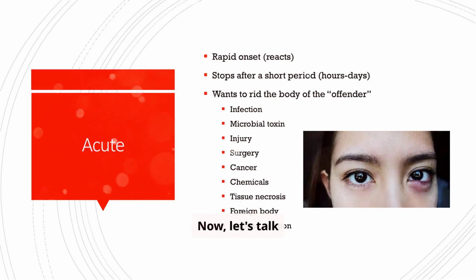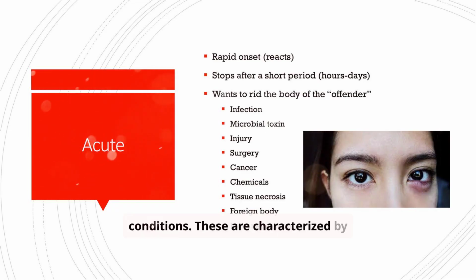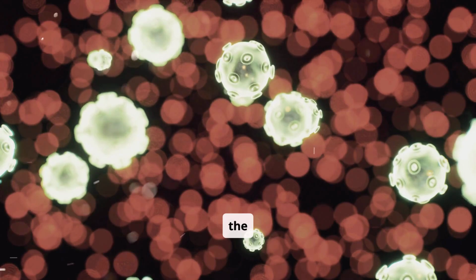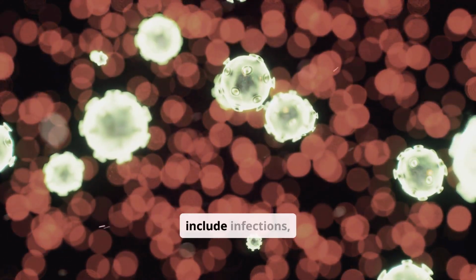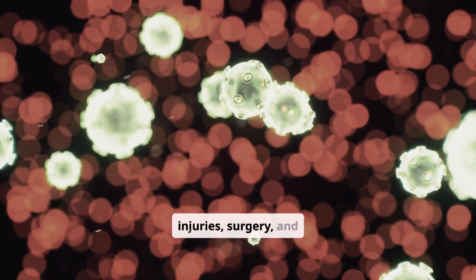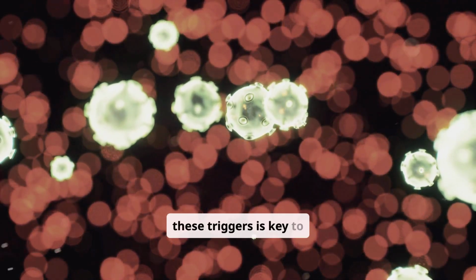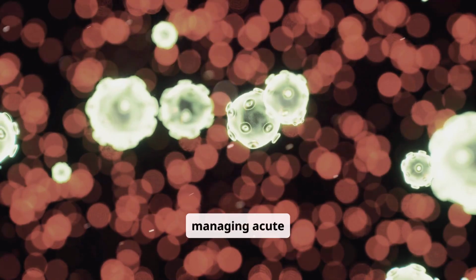Now, let's talk about acute conditions. These are characterized by a rapid onset and short duration, where the body attempts to eliminate the offender. Common causes include infections, injuries, surgery, and exposure to toxins. Recognizing these triggers is key to managing acute inflammation.